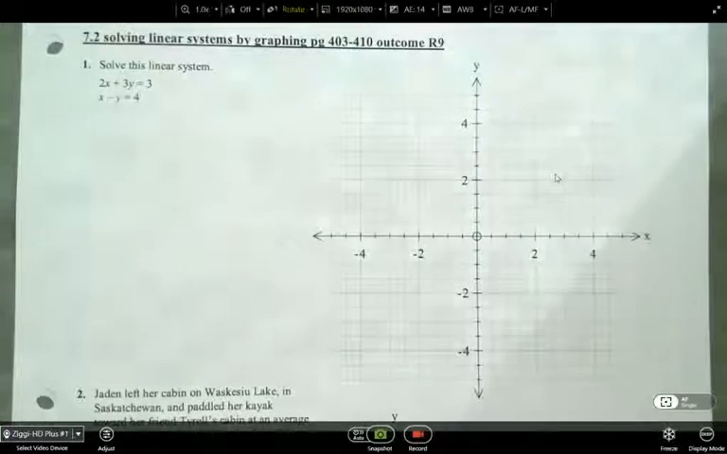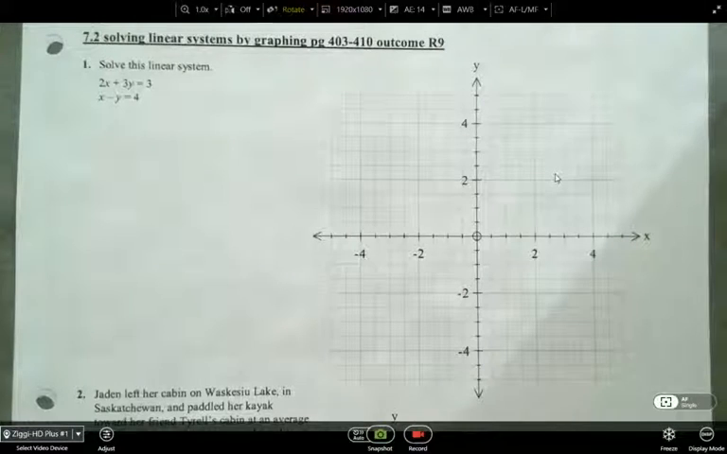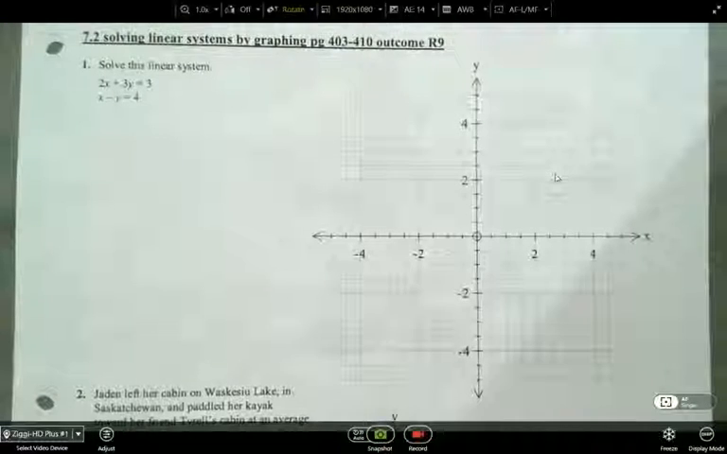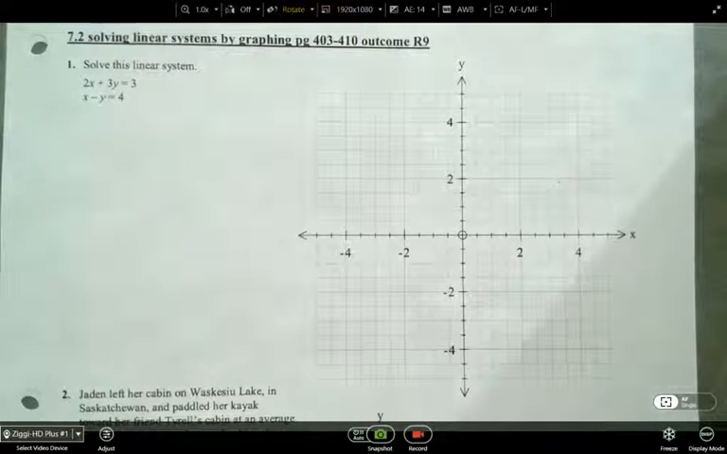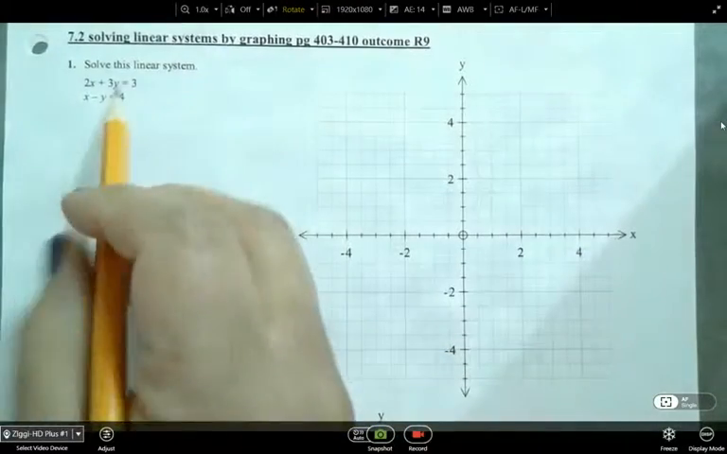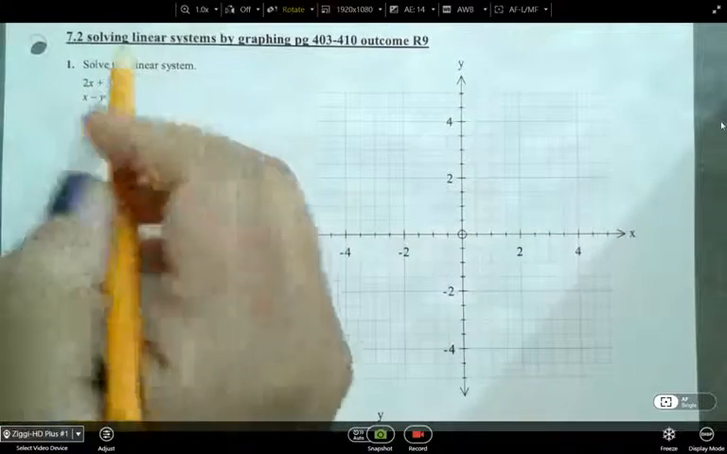Okay, so for 7.2, this is solving linear systems by graphing. Yesterday we looked at the equations and set up linear systems, and now this is graphing. When you're graphing a system of equations, you're given two equations, and you graph them on the same grid and then figure out where they intersect on the plane. Here we've got 2x plus 3y equals 3.